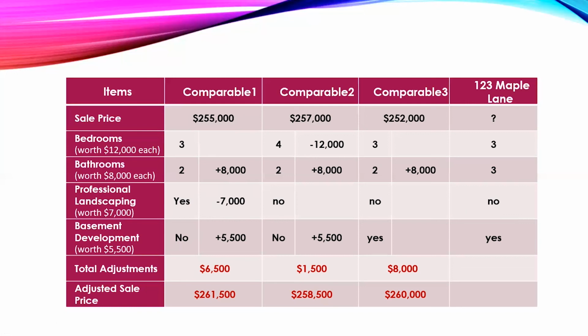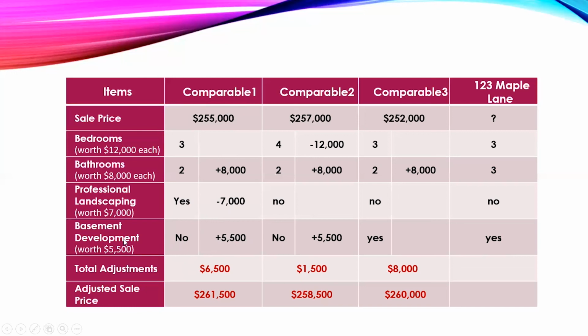Now, keep in mind that adjustments are always made to the comparable properties, never the subject property, because we do not know the price of the subject property, so we can't really make any adjustment to it. The next adjustment would be for the basement development. As we can see, for comparable 1, there is no basement. However, our subject property does have a basement. Therefore, we would add $5,500 to the value of the comparable property here.